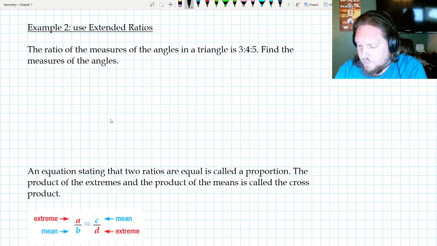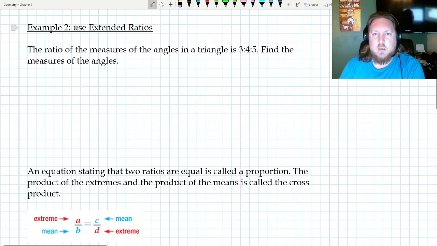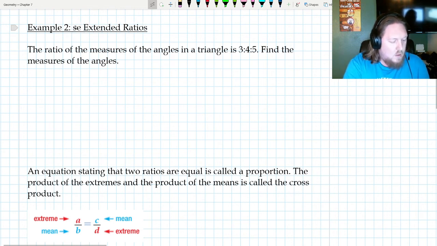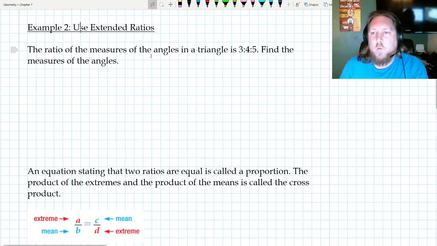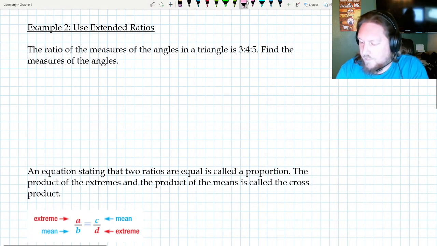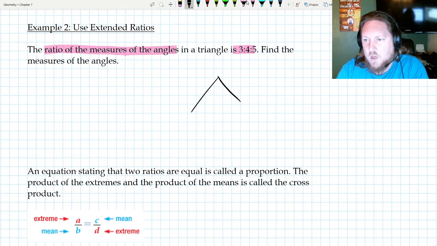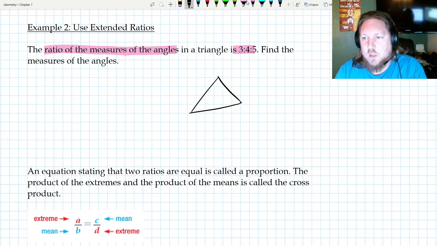So in example 2, we're going to use extended ratios for a triangle where it tells me the ratio of the measures of the angles is 3 to 4 to 5. Now, what that means is I have some triangle. I don't know anything about the actual measures, but I know there's a ratio between all of them. One is 3 times something, 4 times something, and 5 times something.